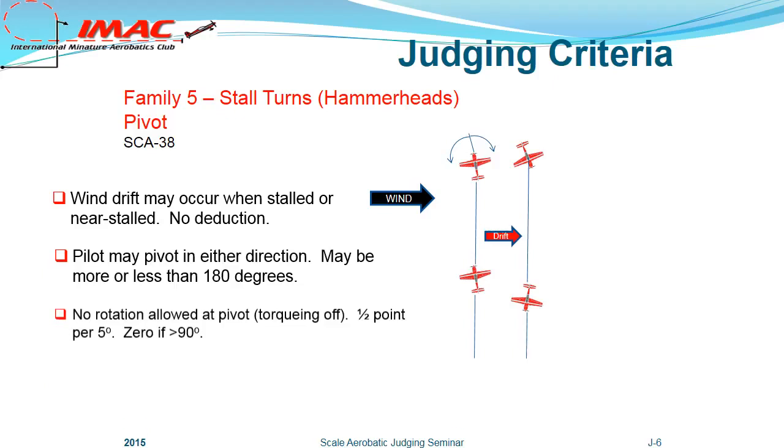During the pivot, there can be no rotation or torquing of the aircraft. Rotation is deducted at 1/2 point per 5 degrees. 0 is scored if more than 90 degrees of rotation is seen.